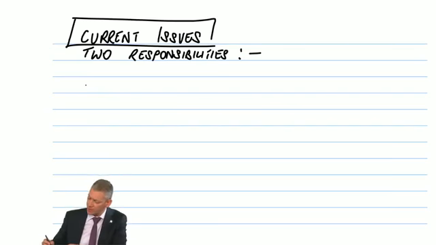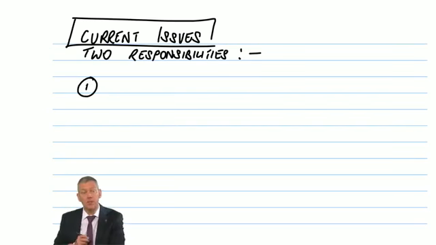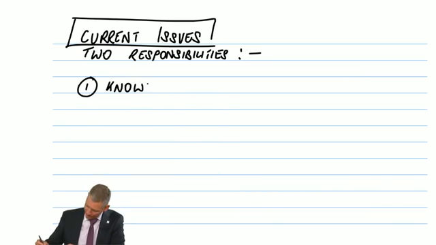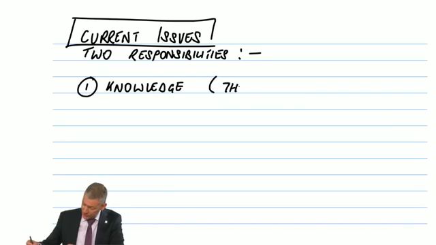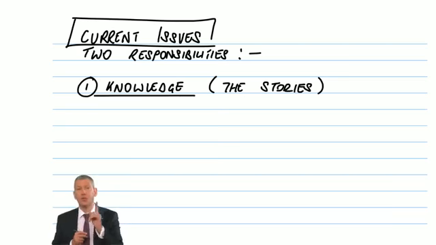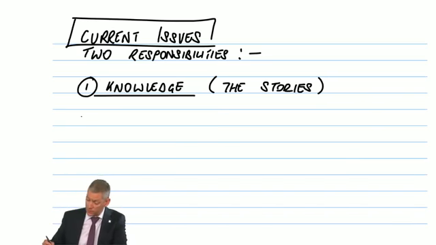The 2 responsibilities relate to the 2 components of question 4. The 2 components of question 4 are the knowledge, or the stories themselves, the knowledge and the application. Now, the knowledge, to get the stories, you do need to read.